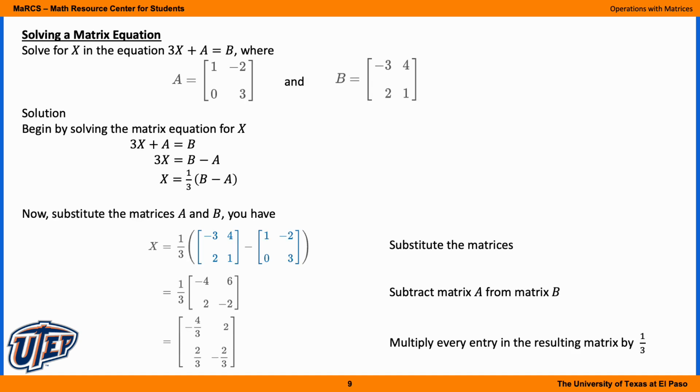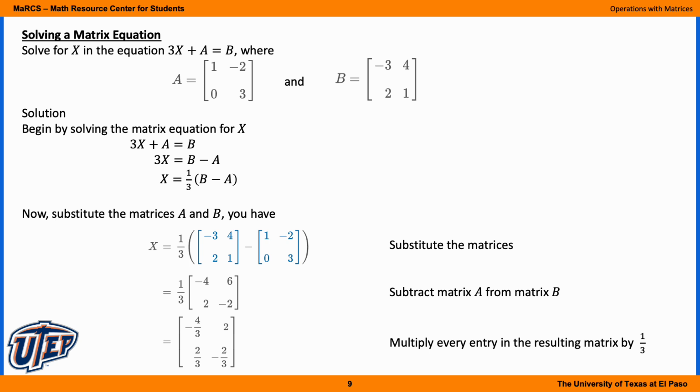Here we'll be going over an example of solving a matrix equation. So we are told to solve for X in the equation 3X plus A is equal to B, where A and B are the following matrices. So A is a 2 by 2 matrix with entries 1, negative 2, 0, and 3, and B is a 2 by 2 matrix with entries negative 3, 4, 2, and 1.